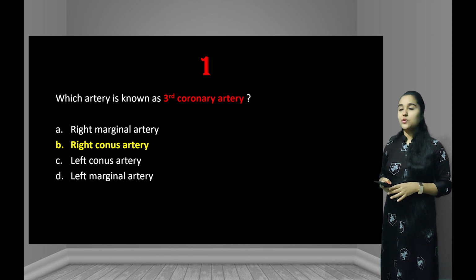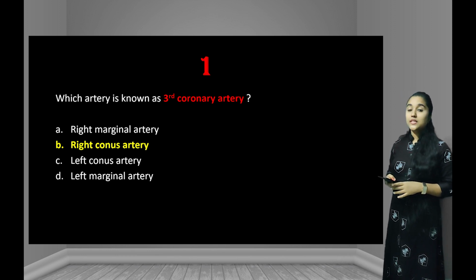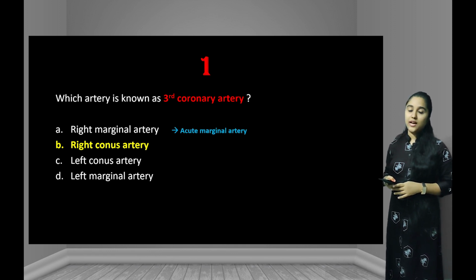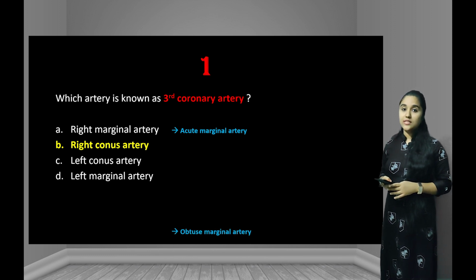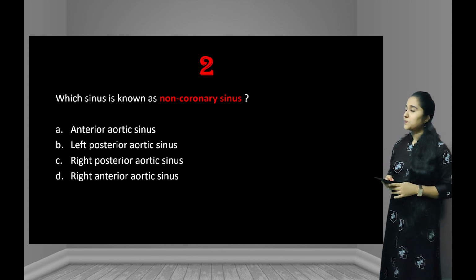So in that case, it is referred to as the third coronary artery. So the answer to our first question is B. Right conus artery. Now we'll see the other options. The right marginal artery is also known as acute marginal artery, and the left marginal artery is also known as obtuse marginal artery.